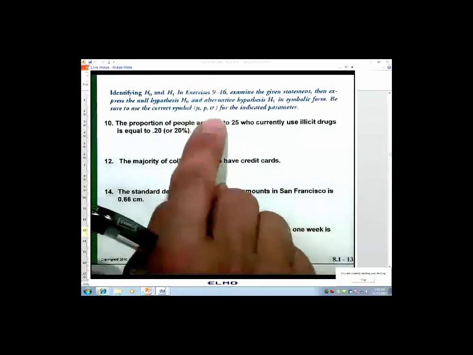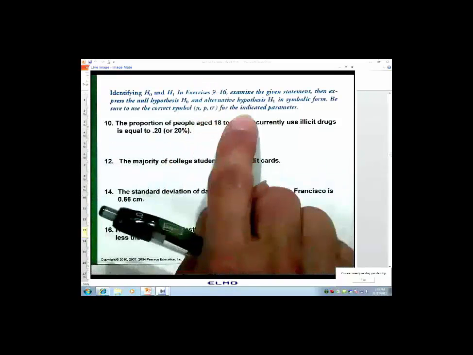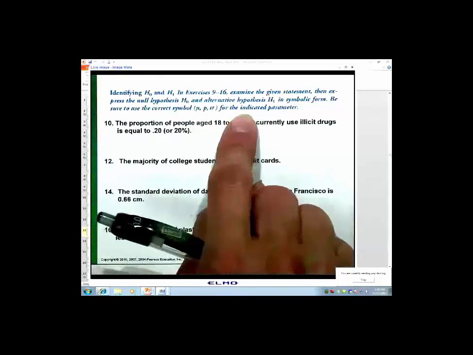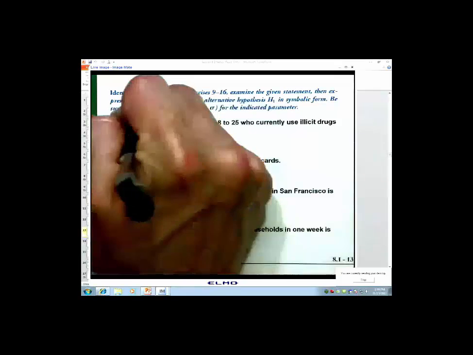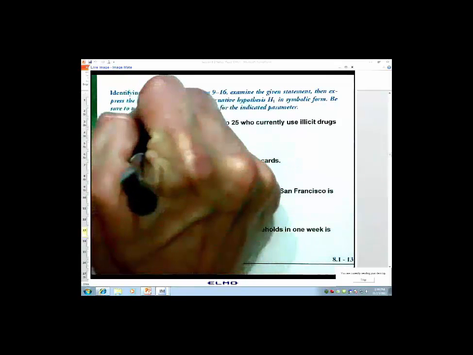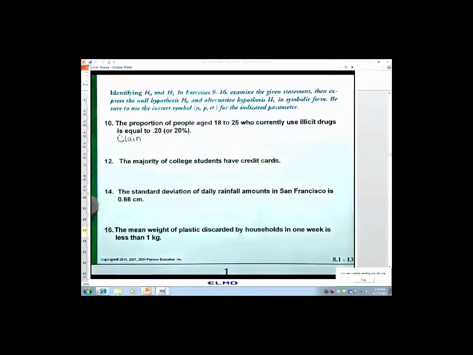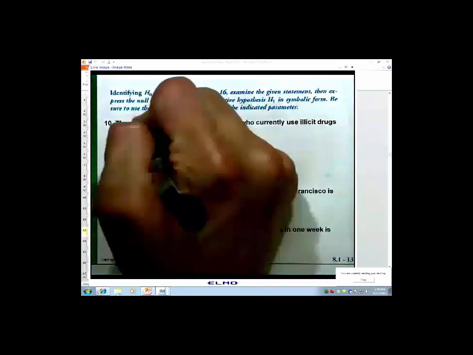In other words, if you're talking about a proportion, use p. If you're talking about a mean, use mu. If you're talking about a standard deviation, use sigma. For every one of these, don't skip the first two steps. Before you jump in there and say what the null and alternative hypotheses are, you need to write the claim and what makes it false.